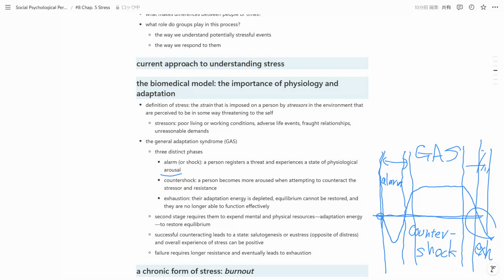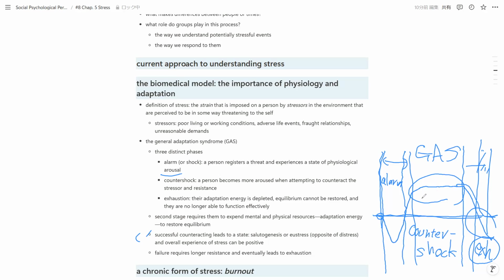So if you cannot successfully counteract the stressor while you are in the counter shock phase, you are likely to experience the phase of exhaustion. But if you successfully counteract the stressor, then you will not deplete the adaptation energy, and thus you will restore the equilibrium. Okay. And then successfully counteracting leads to a state of salutogenesis or eustress, the opposite of distress, and the overall experience of stress can be positive. But the failure to successfully counteract the stressor requires longer resistance.